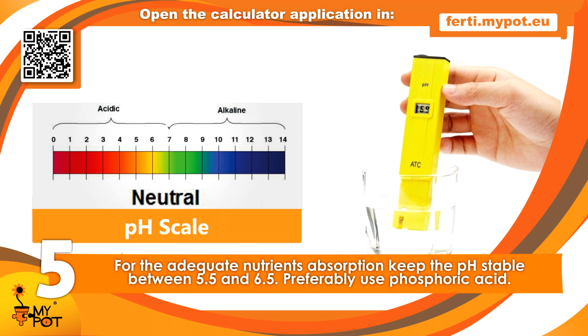Finally, keep the nutrient solution pH stable at values between 5.5 and 6.5. Preferably use phosphoric acid to regulate the pH.